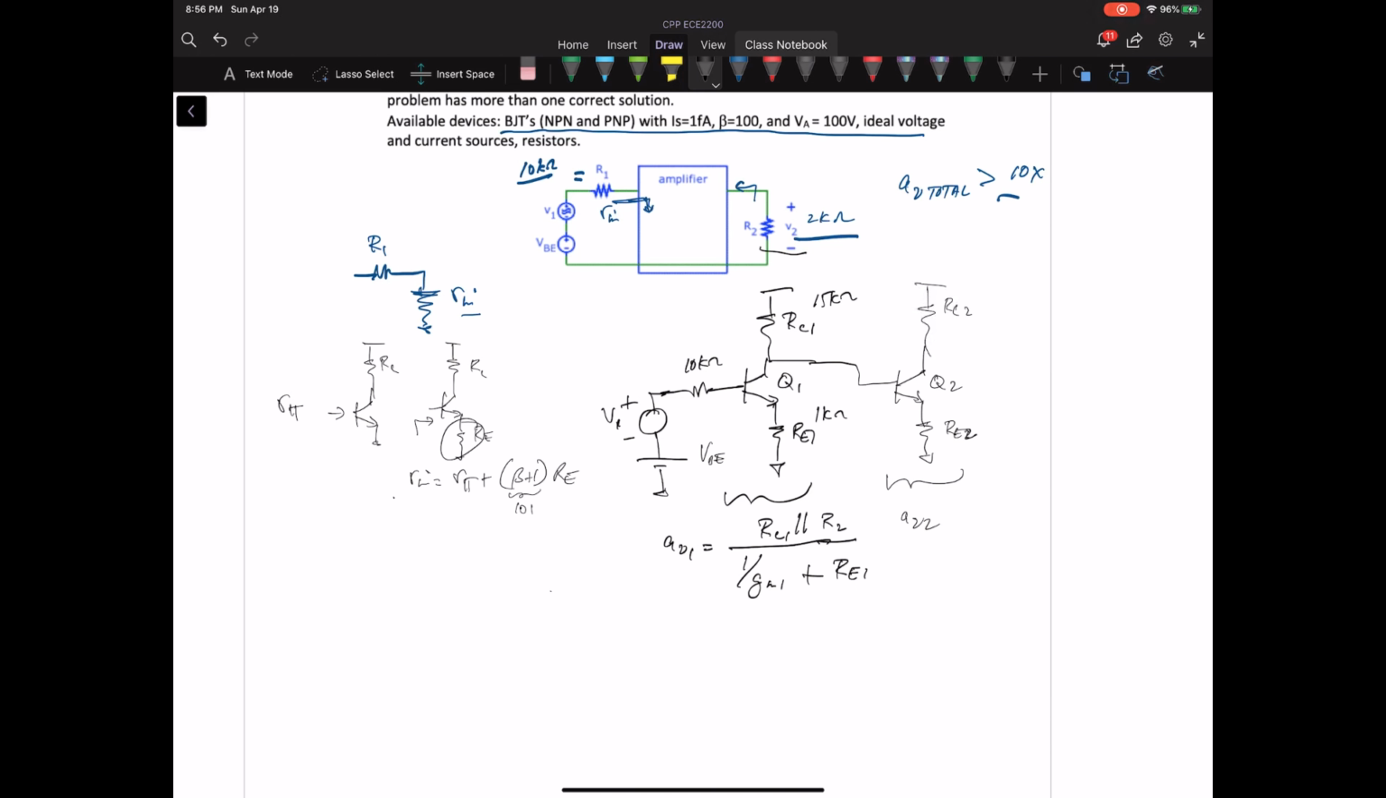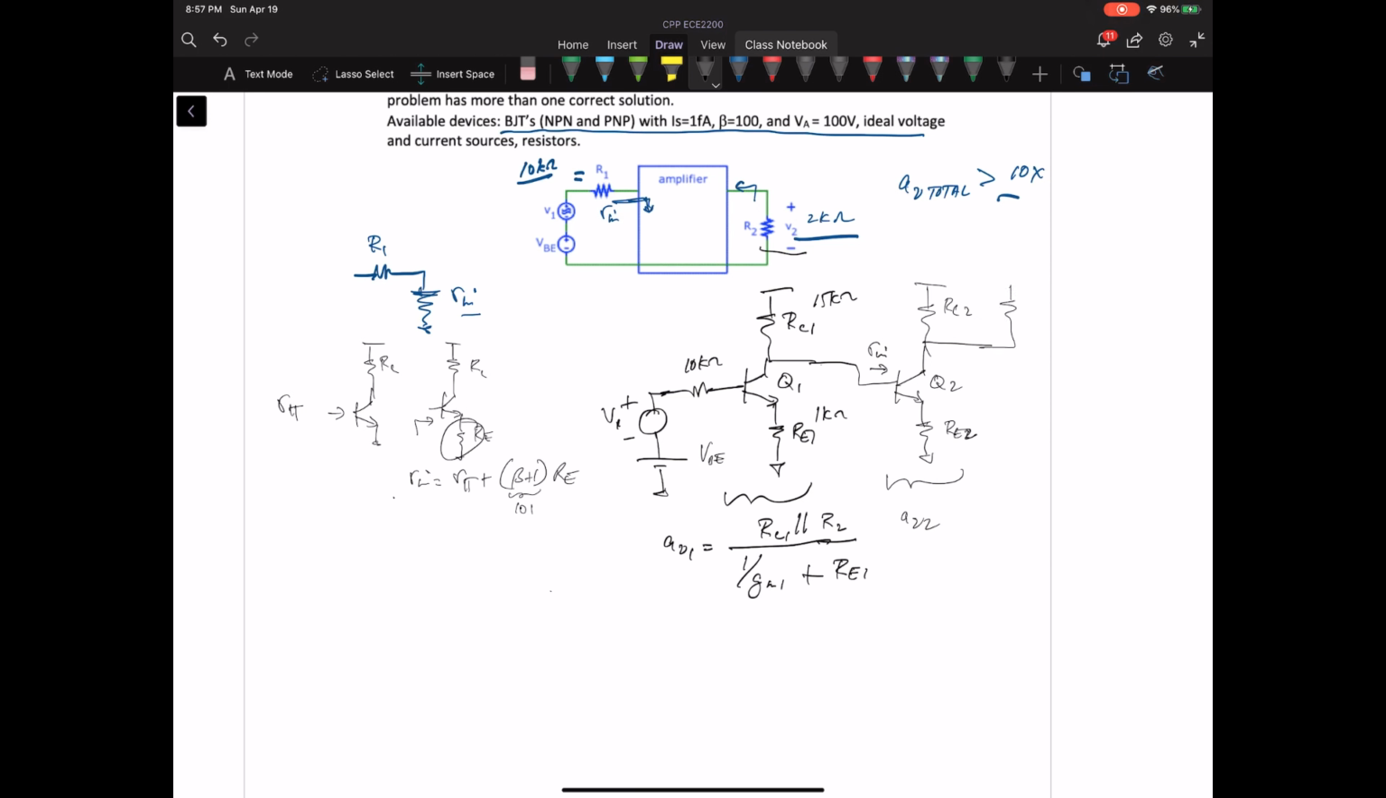Okay, the reason I use a degenerated common emitter amp here is because I don't want to load. I want this input resistance to be high, because the whole point was to not load down RC1 with another resistor in parallel with it to drive the gain down. So we want a high input resistance.